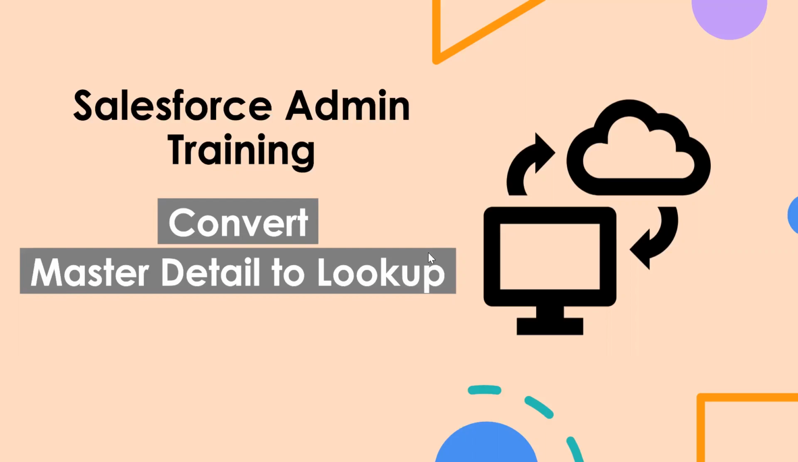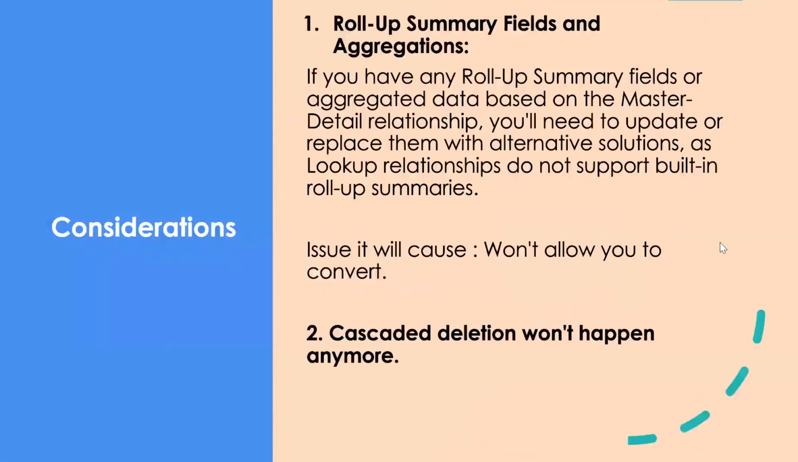So let's see what the considerations are before actually converting the master detail relationship into a lookup. The first consideration is roll-up summary fields.